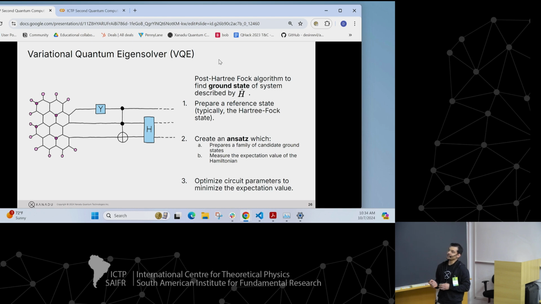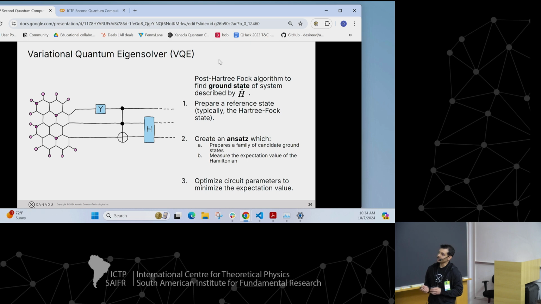Measure the expectation value of the Hamiltonian, so measure the ground state energy if you're approximating the ground state wave function. And the ansatz that is built into your quantum circuit has gates that depend on parameters that you can vary, very much like the variational method. So the idea will then be to optimize your circuit parameters or optimize your ansatz to lower that estimate of the ground state energy as much as possible.